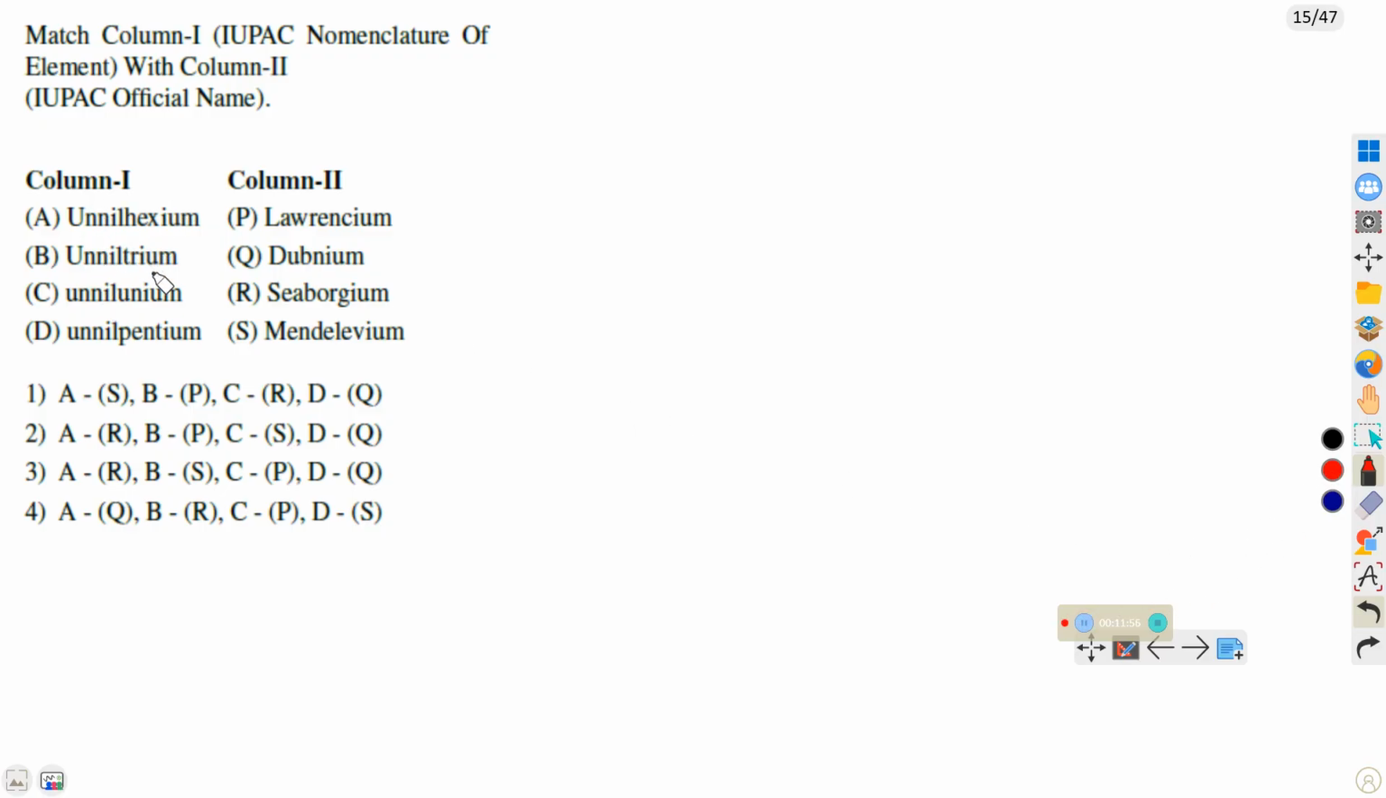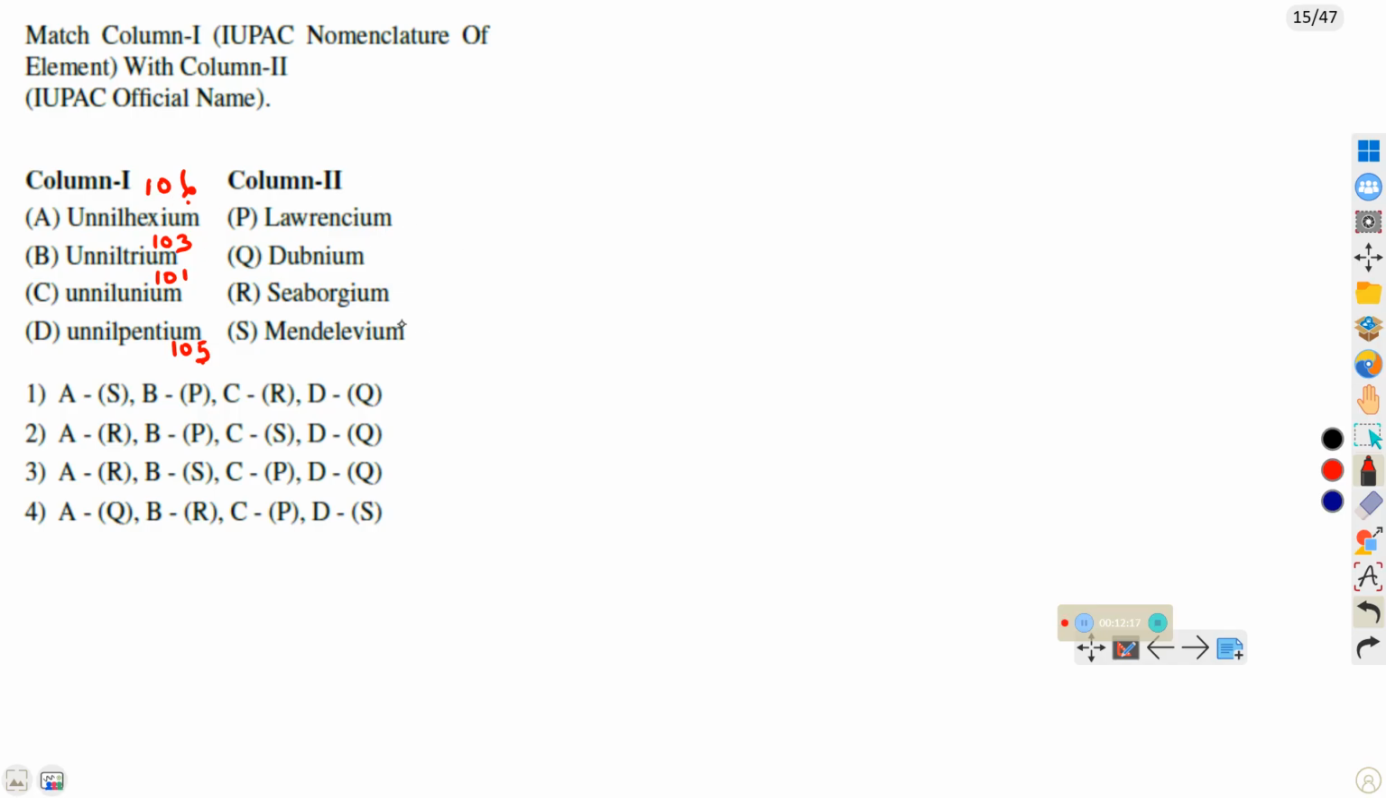Match the following. First, Unnilhexium, atomic number 106. Unniltrium, atomic number 103. Unnilunium, atomic number 101. Unnilpentium, atomic number 105. No match.